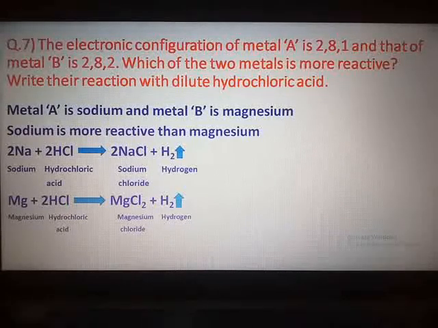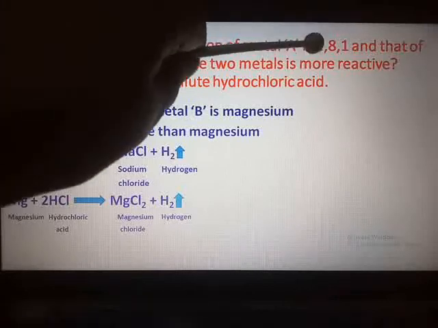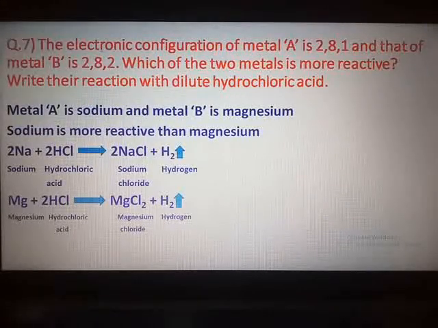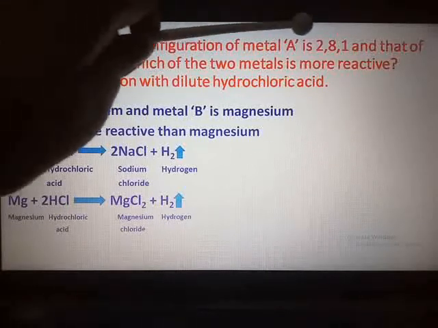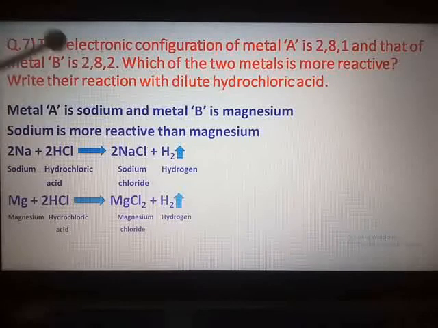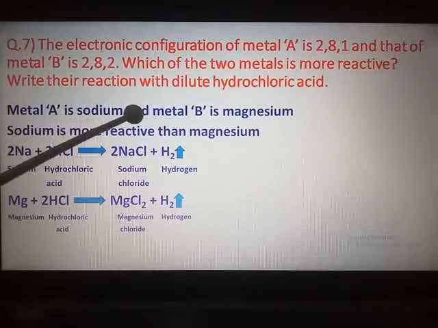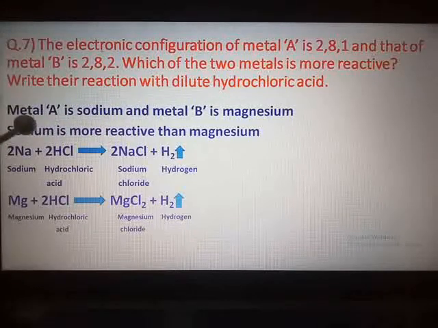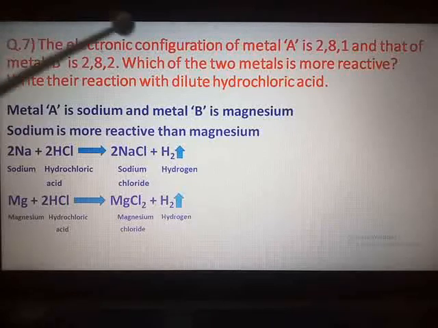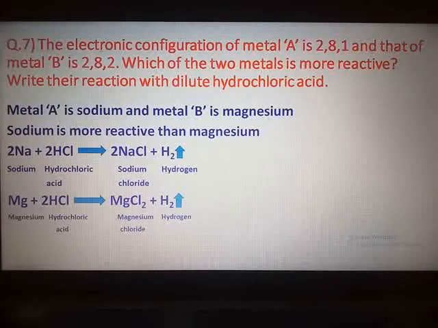You can just add the number of electrons and you will get the atomic number. So 2 plus 8 plus 1 is 11, and 2 plus 8 plus 2 is 12. So metal A is sodium and metal B is magnesium. So immediately you will write metal A is sodium, metal B is magnesium. So sodium is more reactive than magnesium. Which of the two metals is more reactive, they have asked. So this is the first part of the answer. Sodium is more reactive than magnesium.